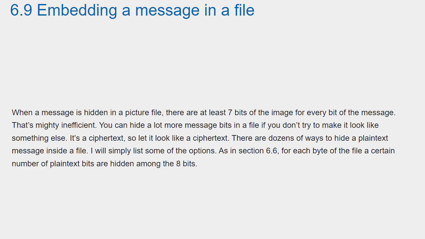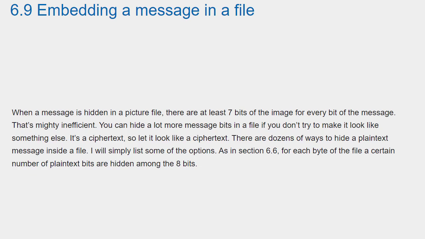Section 6.9. Embedding a message in a file. When a message is hidden in a picture file, there are at least 7 bits of the image for every bit of the message. That's mighty inefficient. You can hide a lot more message bits in a file if you don't try to make it look like something else. It's a ciphertext, so let it look like a ciphertext.